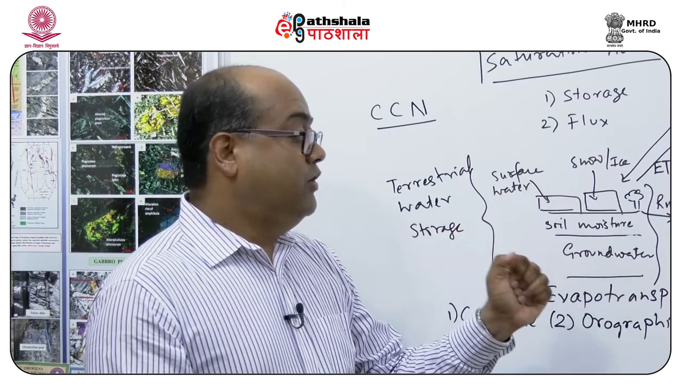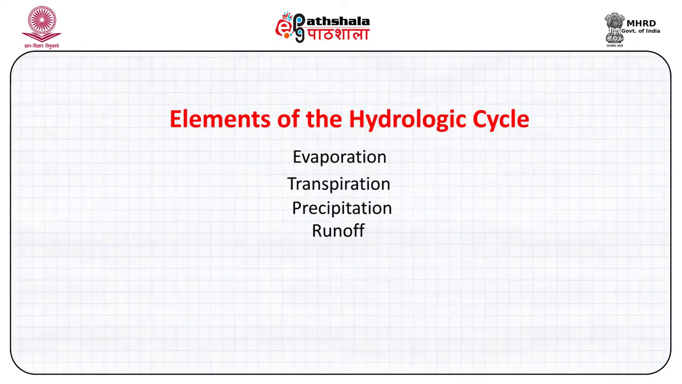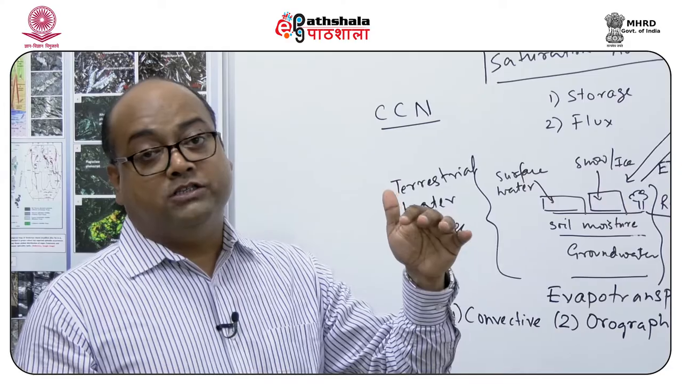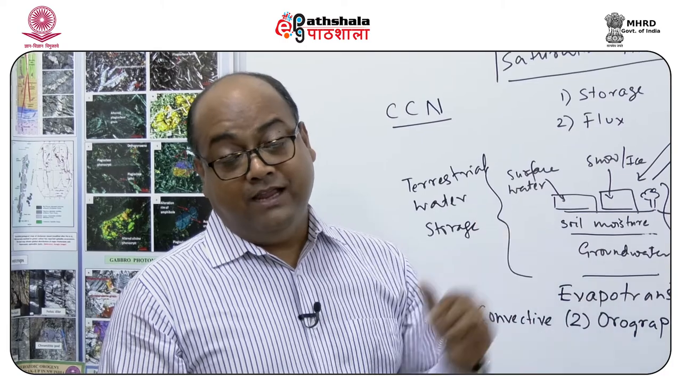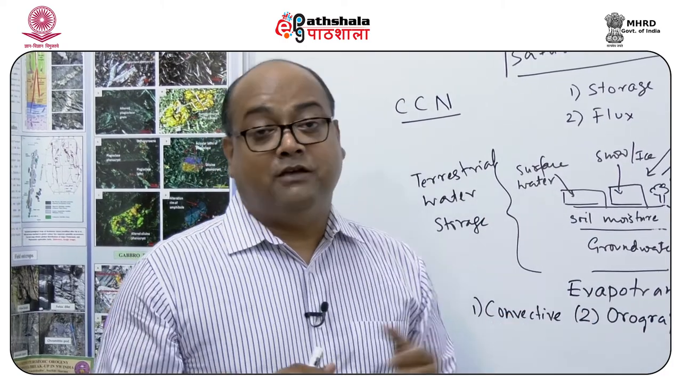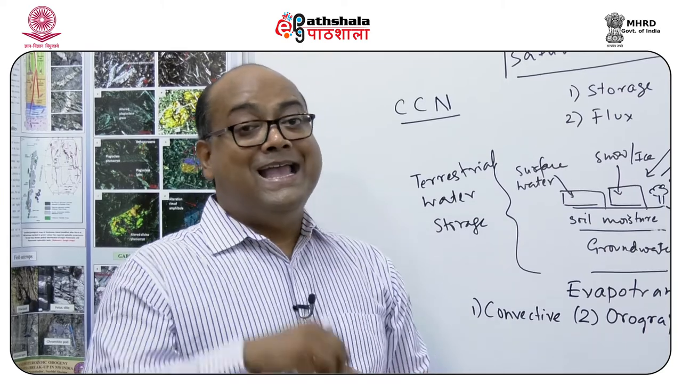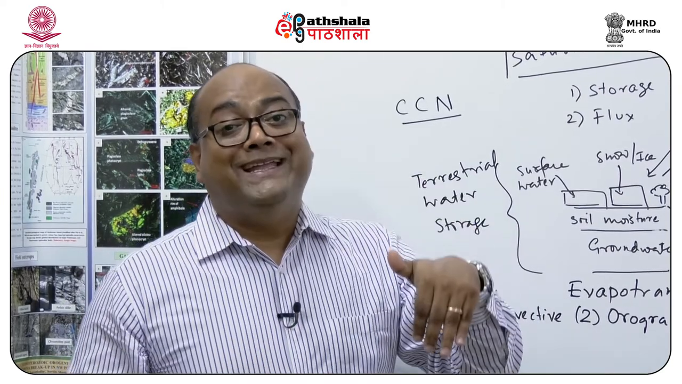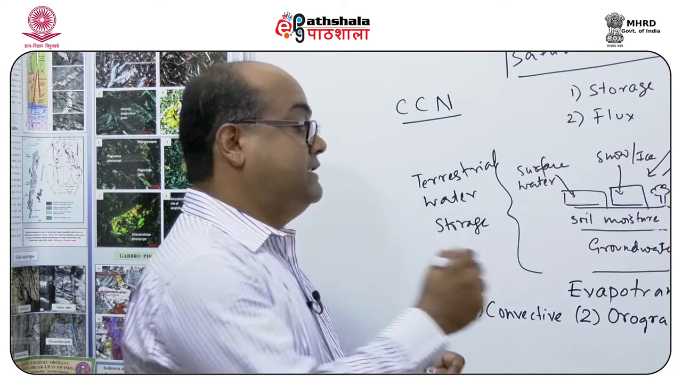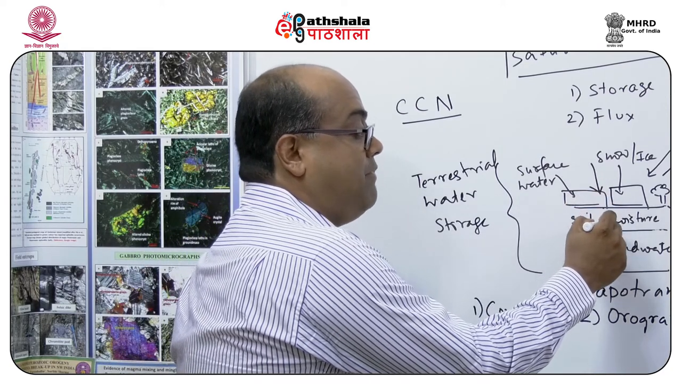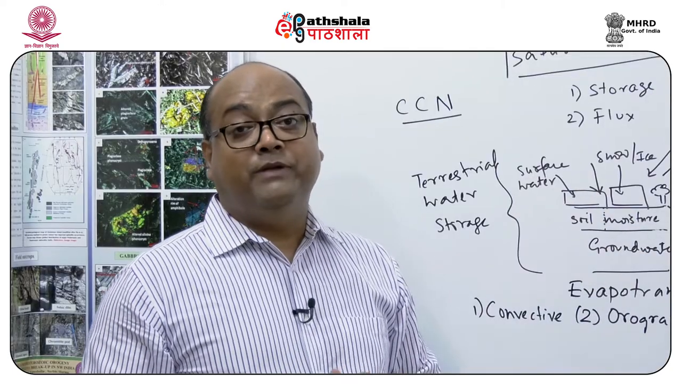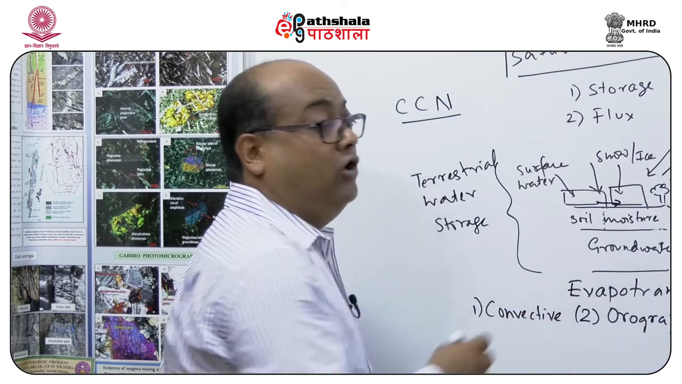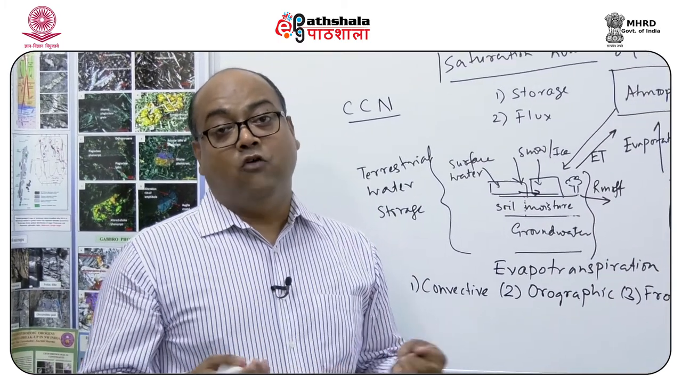Now, the final component is known as runoff. We saw that water evaporates, the gas condenses, and then it falls as rain. When the rainfall reaches the surface of the earth, the first thing that occurs is that a part of it percolates or infiltrates into the ground. The rest, once this surface layer becomes saturated, starts flowing laterally on the surface of the earth, which is also known as overland flow.